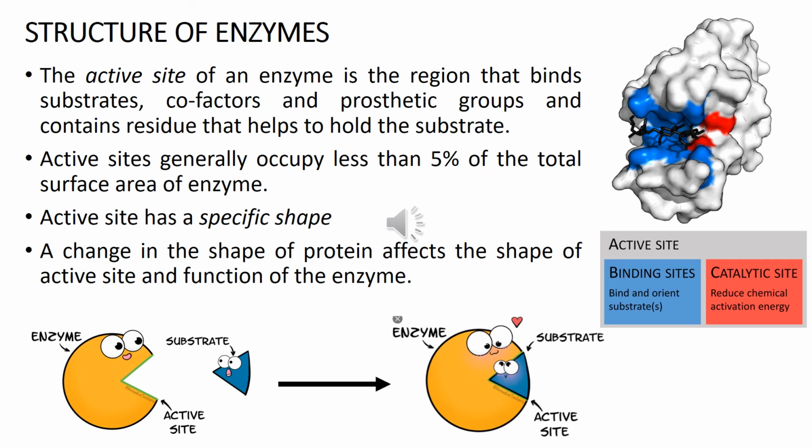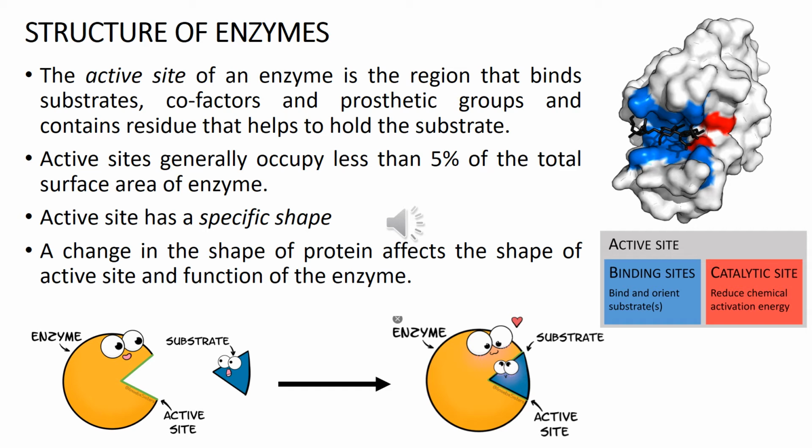Now the structure of an enzyme. The distinguishing feature of an enzyme-catalyzed reaction is that it takes place within the confines of a pocket on the enzyme called the active site. As you can see in this figure of an enzyme on the right side of the slide, the blue and red colored part is the active site of this enzyme.